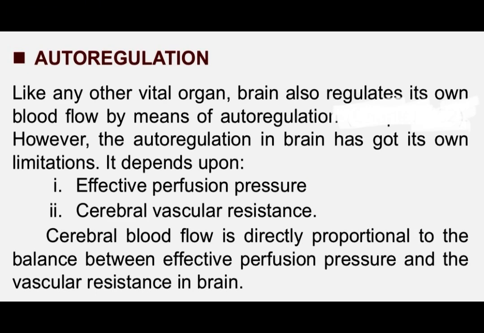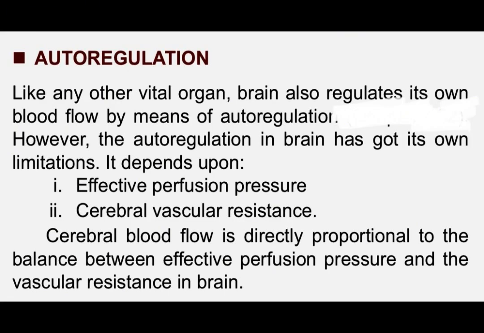But for the brain, it is dependent on what? Effective perfusion pressure and cerebral vascular resistance. For the brain to carry out autoregulation, it has to be dependent on what we call effective perfusion pressure and cerebral vascular resistance. Are you getting me now? So very, very important. The cerebral blood flow is usually directly proportional to autoregulation. As long as the autoregulation is constant, the brain can circulate its own blood personally. But when it goes beyond a range, it becomes a problem.